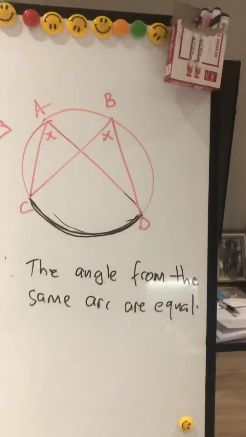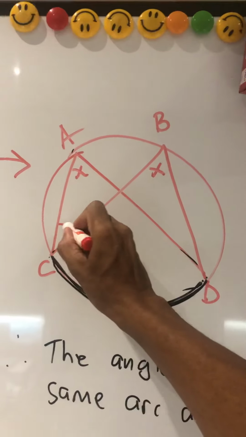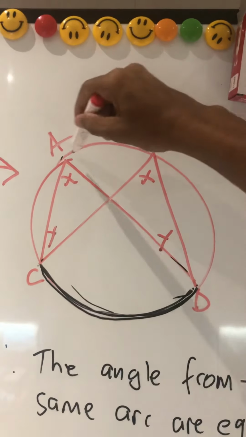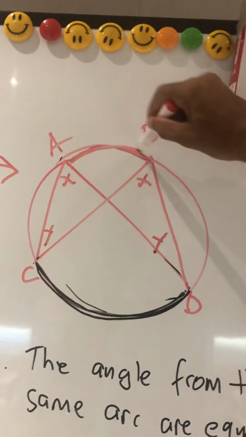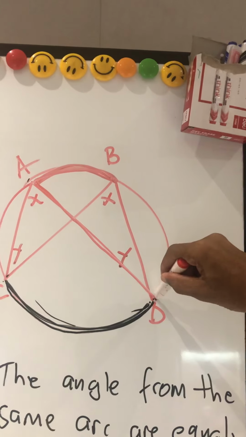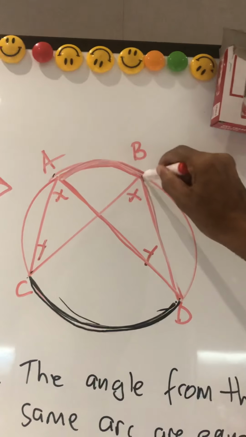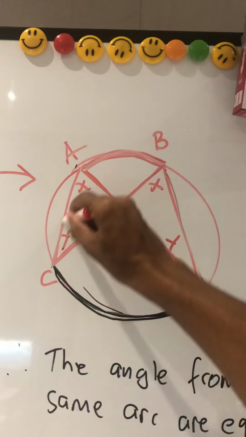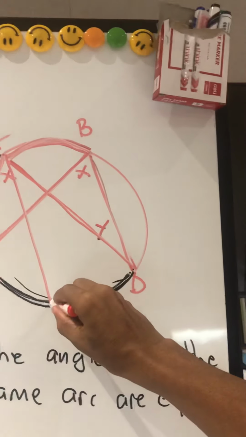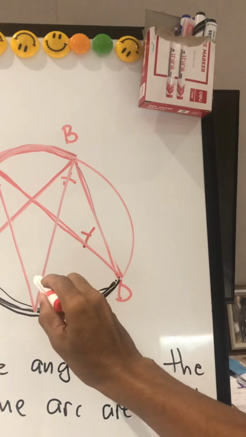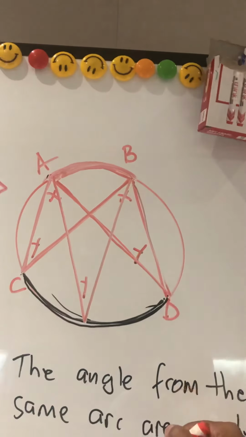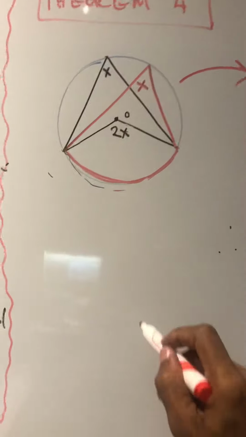So that also means if that is y, that also will be y. Why? Because it's from the same arc. From that arc, you can come up with that angle. And then from that arc again, you can come up with that angle. So you can see, even if you had another angle here, that also will be y, because they are all from the same what? From the same arc. So let's have an example here.